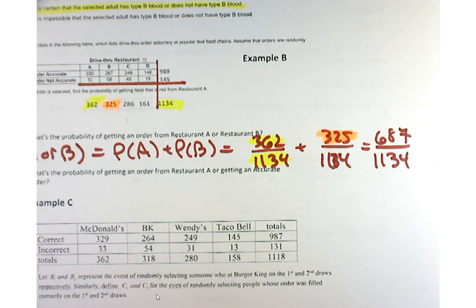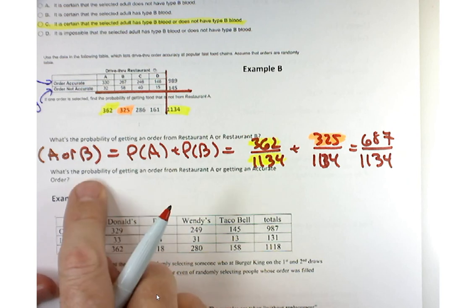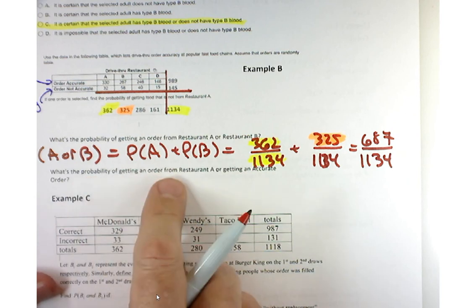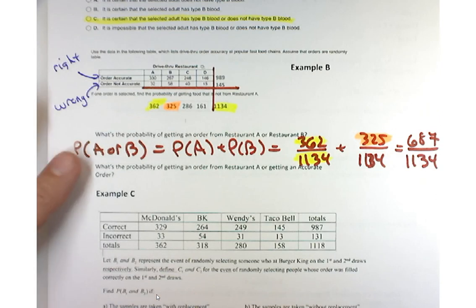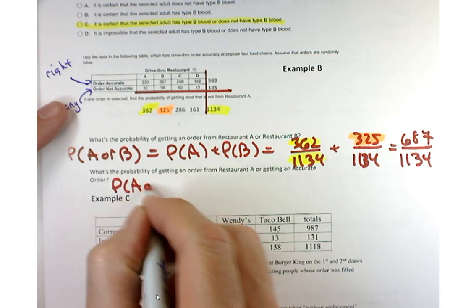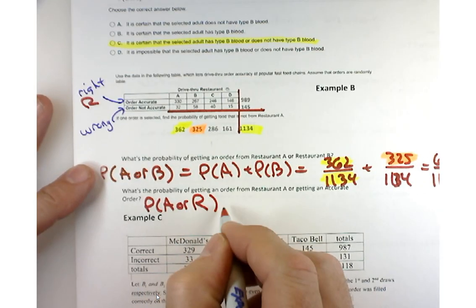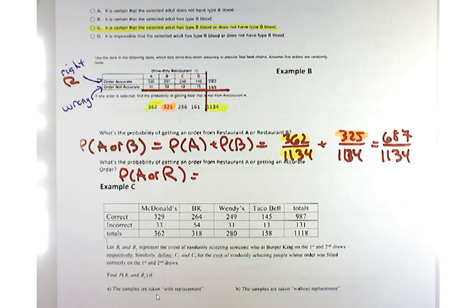Let's change things up a little bit and see what happens when we change this to the probability of getting somebody from restaurant A or getting an accurate order. So that's a little bit different. Probability of A, or that they got the right order. Remember, that's up here. So, or R. And if I approach this the same way, something interesting is going to happen. Now, don't copy this down just yet. Just hang on for a second.